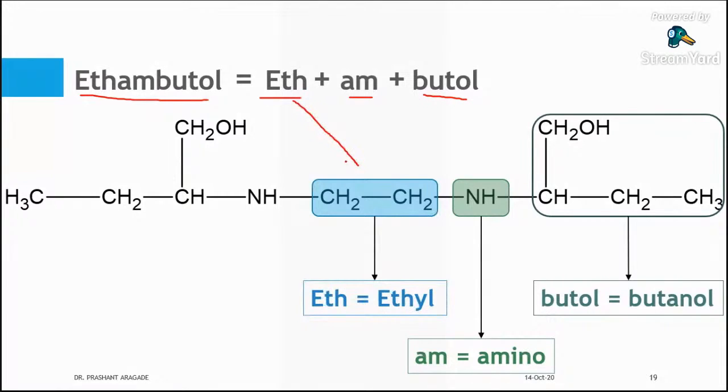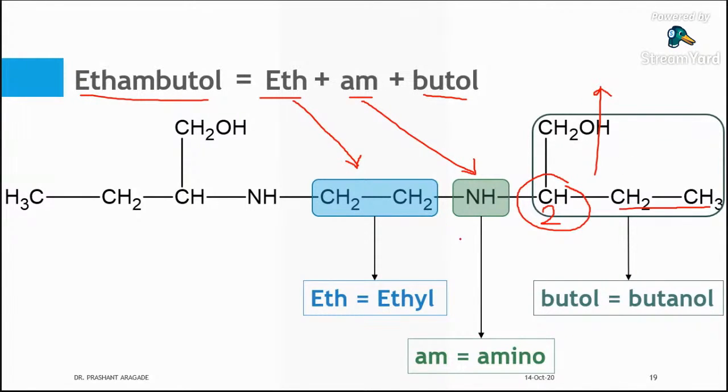So eth is at the center position. AM stands for amino, so the NH group is attached to ethyl, and butanol is attached to the amino group. You have to attach butanol in such a way that the second number carbon atom is attached to the amino group. हे तुम्हाला लक्षात ठेवावं लागेल. सेकंड नंबर कार्बन ॲटम अमायनो ग्रुपला अटॅच झाला पाहिजे. पुढे हे तुमचे 2 कार्बन ॲटम असे आणि वरती CH2OH.